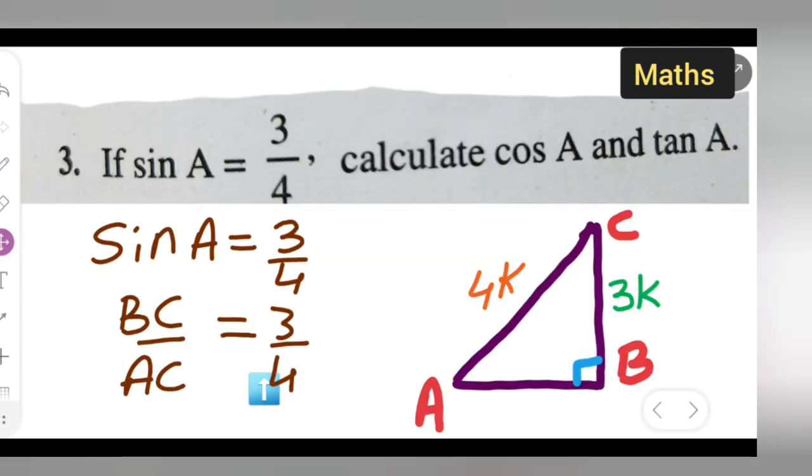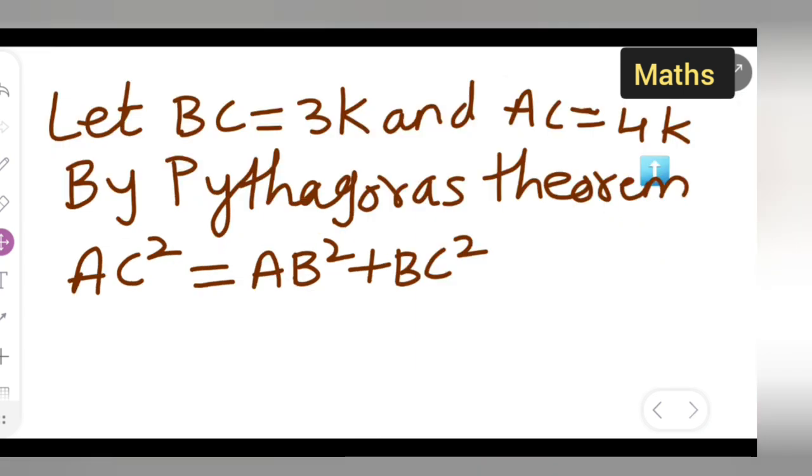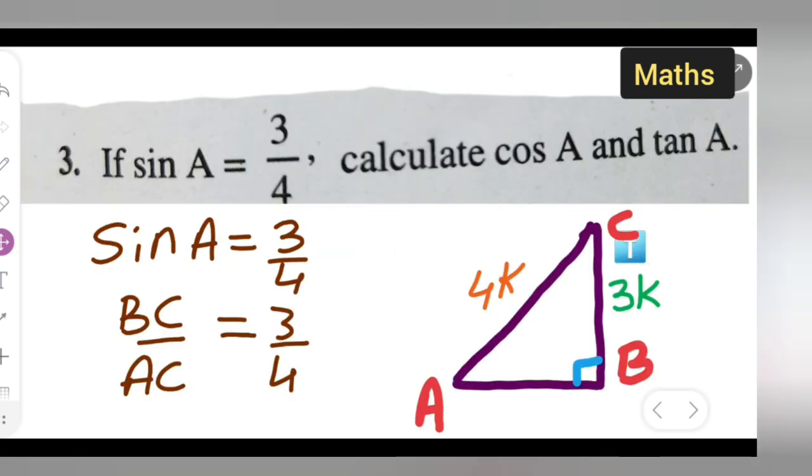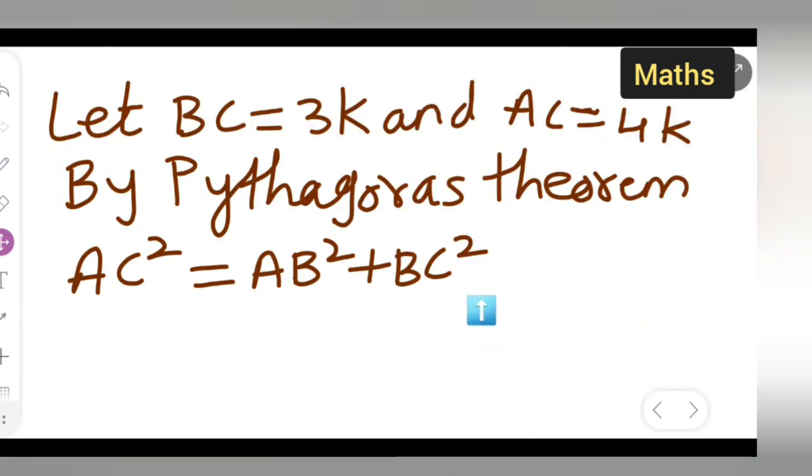Okay, so I have taken a triangle over here, ABC. First of all, angle B is 90 degrees and BC is 3K and this is 4K, because it is opposite upon hypotenuse. Opposite of A is nothing but BC, that's why it's 3K, and the hypotenuse is AC, which is 4K. So we have taken this first step. I hope you have understood. Now if we are applying the Pythagoras theorem, the hypotenuse comes first: AC square is equal to AB square plus BC square. So that's what I have written over here.